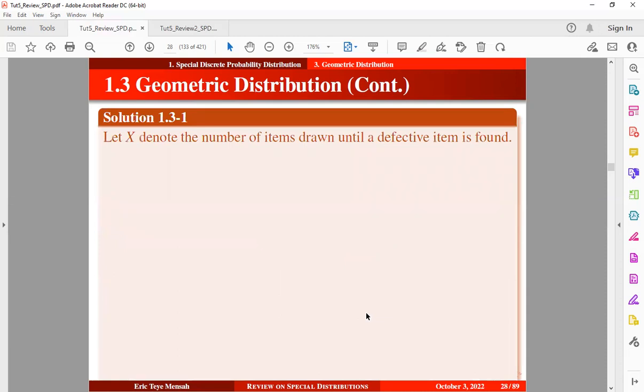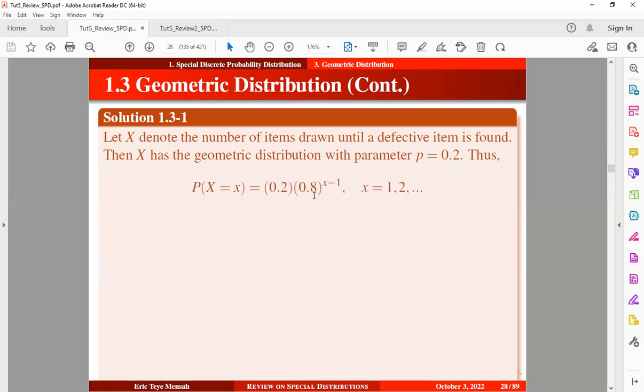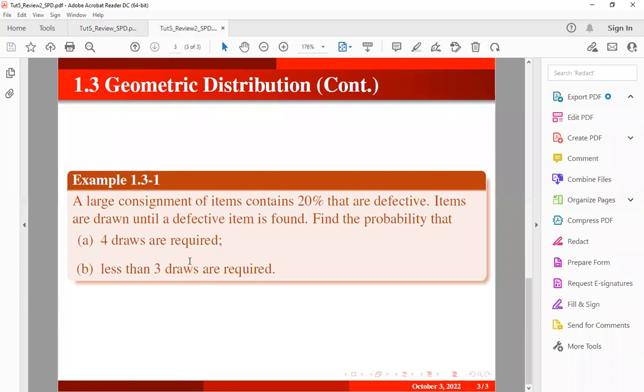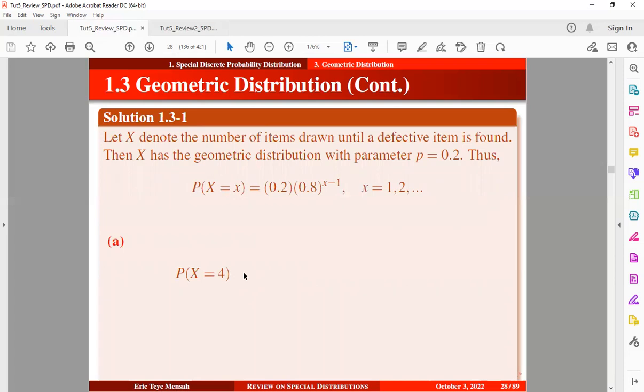Let X denote the number of items drawn until a defective item is found. Then X has the geometric distribution with parameter p, which is equal to 0.2, the probability that a defective item is found. So we can define our PMF in this form, okay? We want to find the probability that 4 draws are required until a defective item is found. So using this formula here, we can rewrite this in this one, which is equal to that, which will give us that, okay?